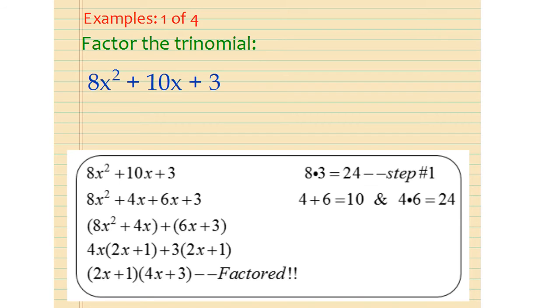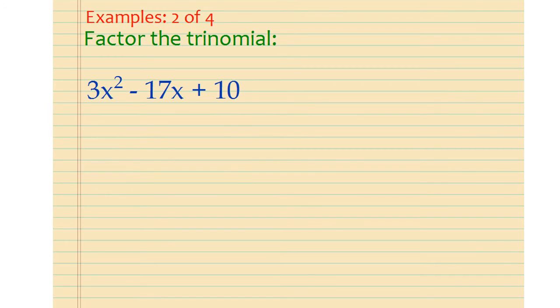Here it's nicely written. Let's do another example. Multiply a and c. 3 times 10 is equal to 30. Think about factors of positive 30 that could add up to a negative 17. Among all the factors of 30, we're going to find the ones that add up to negative 17.